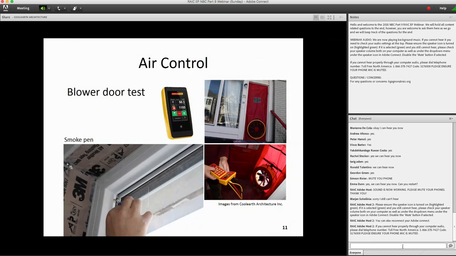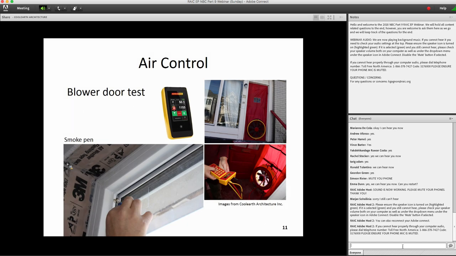So how do we know if a house leaks? There's this element or machine called a blower door test. We put a fan in at the door and we pressurize the house. We close all the windows, and we also close all the penetrations, range hoods, etc. And we turn on the fan. We take some numbers from there.